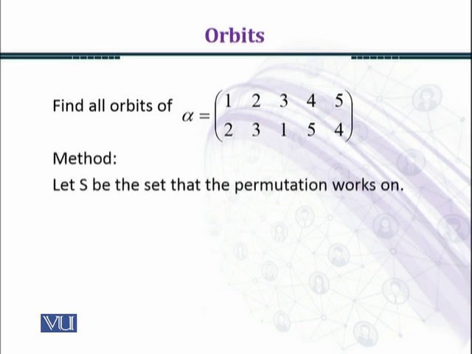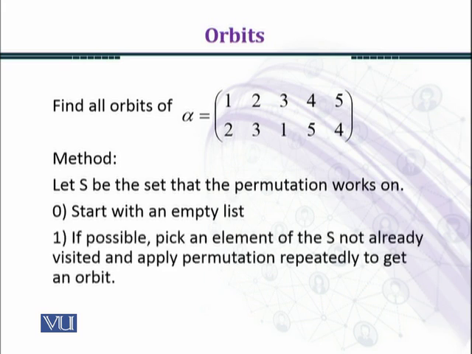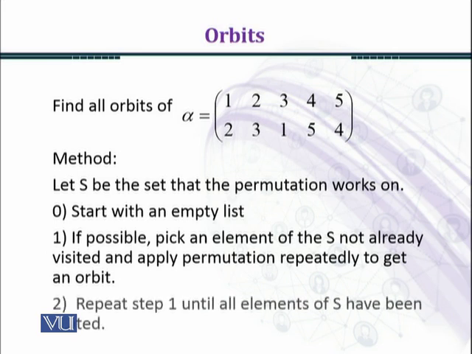Method. Let S be the set that the permutations work on. Start with an empty list. If possible, pick an element of the set S not already visited and apply the permutation repeatedly to get an orbit. Repeat step 1 until all elements of S have been visited.